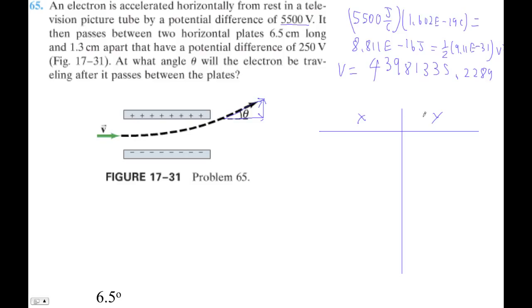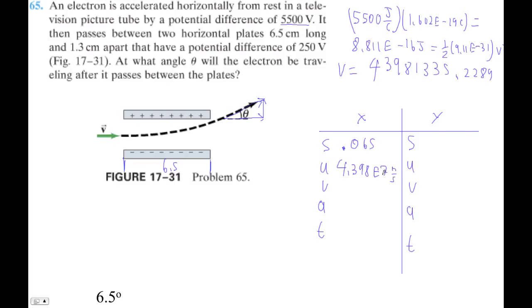All right, so now we know the velocity that's going this way, and now we can set up our x and our y directions. Okay, so in the x direction here, they're 6.5 centimeters long. So 0.065. The velocity is, I just have to put that in scientific notation because it just bugs me. Pet peeve. All right, let's go second answer. So 4.398 times 10 to the 7th meters per second.